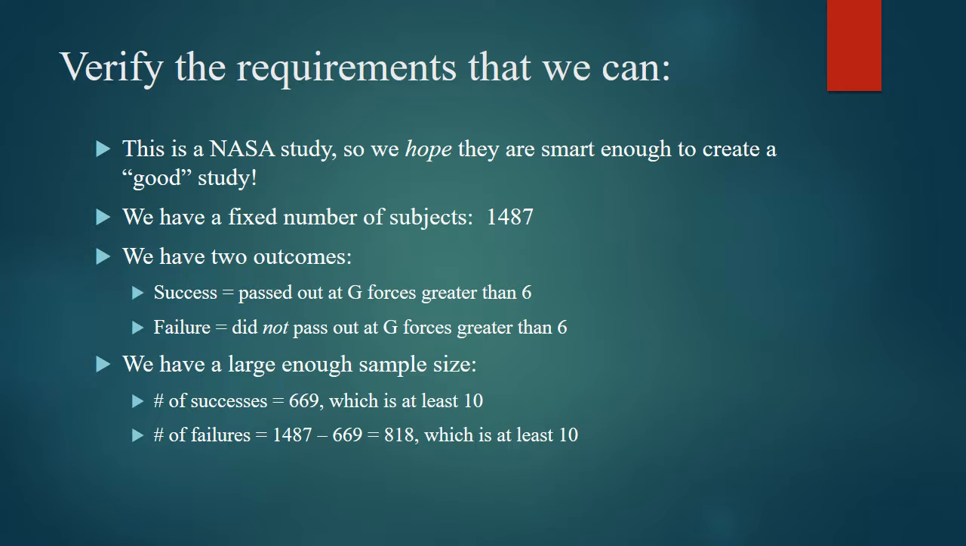We have a fixed number of subjects, 1,487. Each subject has 2 possible outcomes. What we're trying to figure out is the fraction or proportion who pass out at greater than 6 Gs. So that's our success. Now, granted, this is not what NASA wants. They want people who don't pass out.